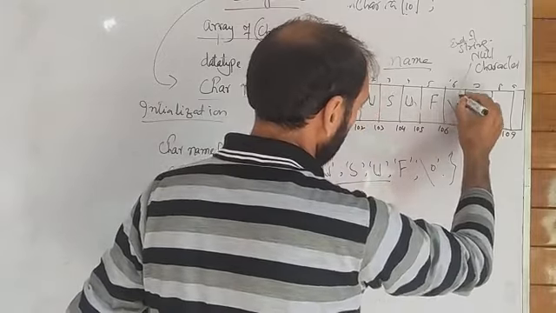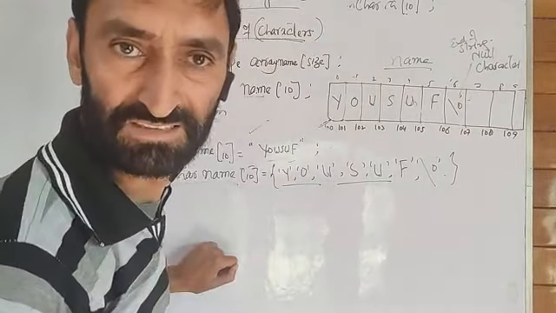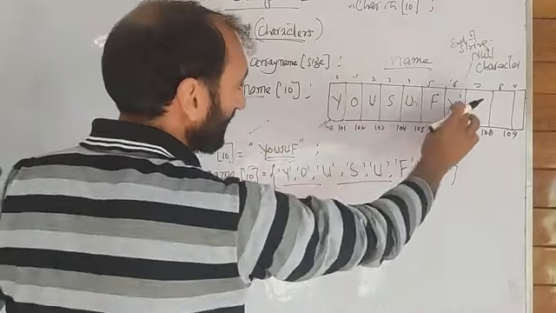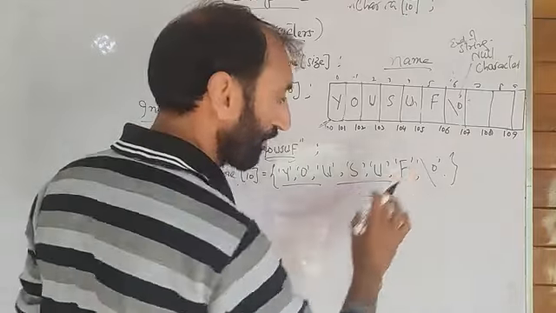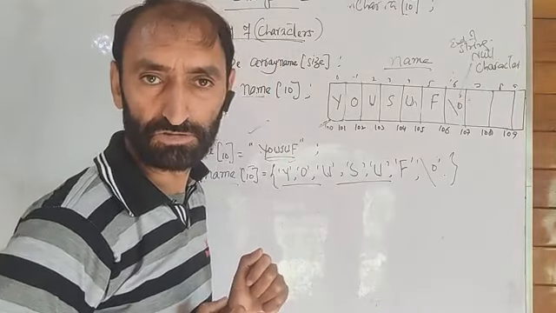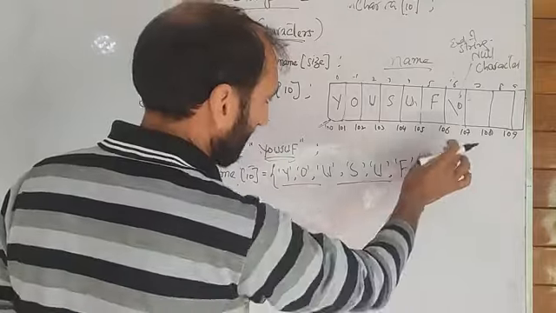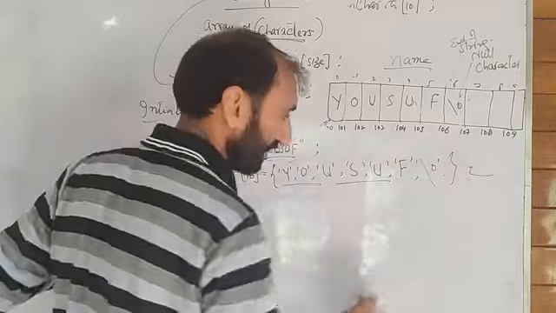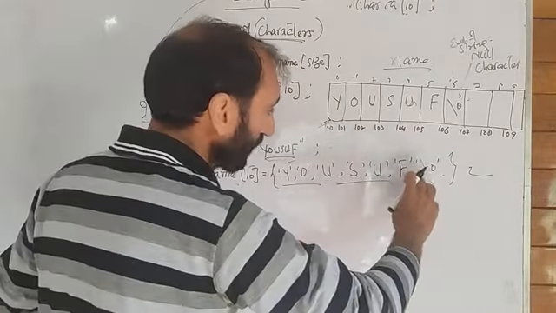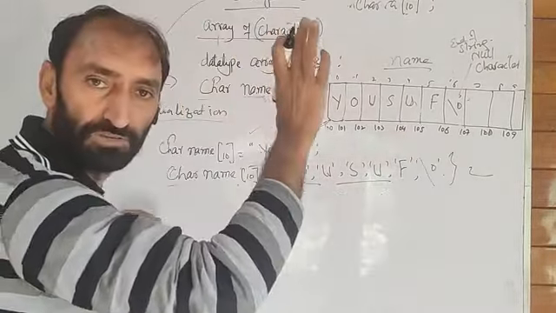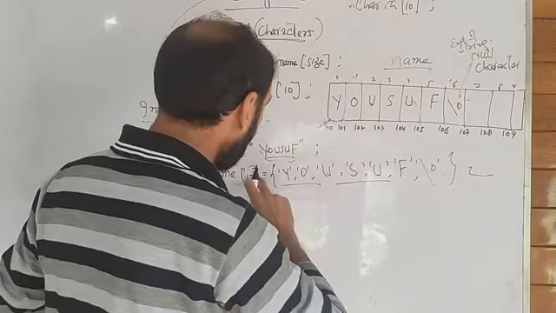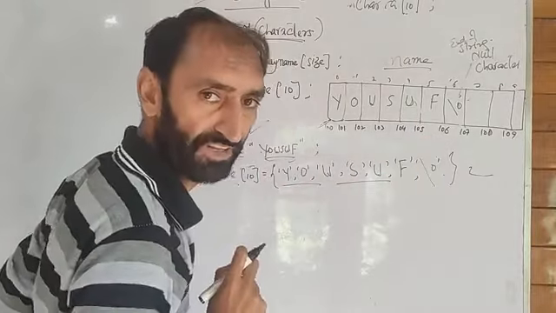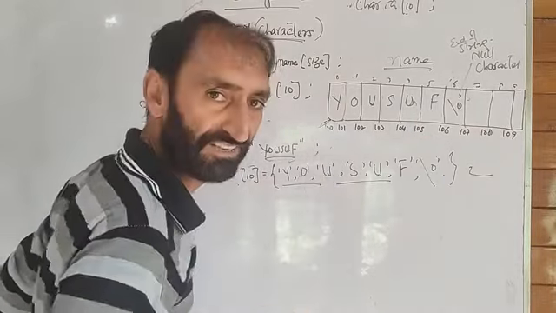That means the null character. For example, with a double-quoted Yousuf, the compiler automatically puts the null character, so there is no need to put it explicitly. But if I initialize with separate characters, then it is mandatory for me to put the null character at the end, so that the compiler will treat it as a string. Otherwise it will treat it as characters.